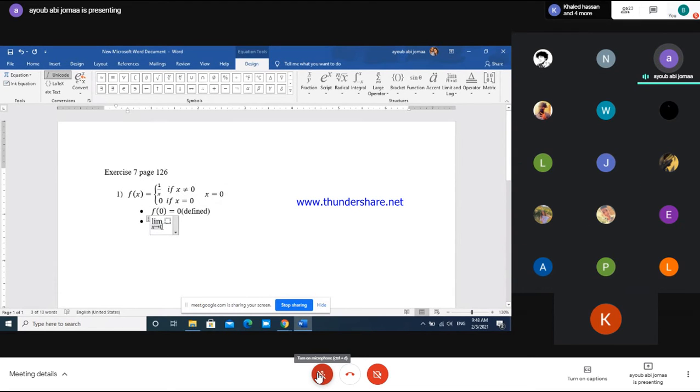Okay? So the limit as x approaches 0 minus of f of x is equal to 1 over 0 minus, which is equal to what? Number over 0. Minus infinity. Good. It's minus infinity. By the way, from this step, we can stop and say that the function is not continuous.